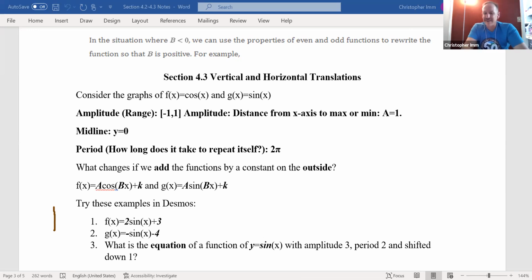So we want to try to find the equation. So we're putting it all together. So the function of y is equal to sine x with amplitude 3, period of 2, shifted down 1. So it's going to be y is equal to blah, blah, blah, sine of blah, blah, blah x, plus or minus blah, blah, blah. You have to fill in those blahs. So see what you can do there, and then we'll check it out. It's going to be exciting. All right, I'm excited at least. All right, so go ahead and think that one over.